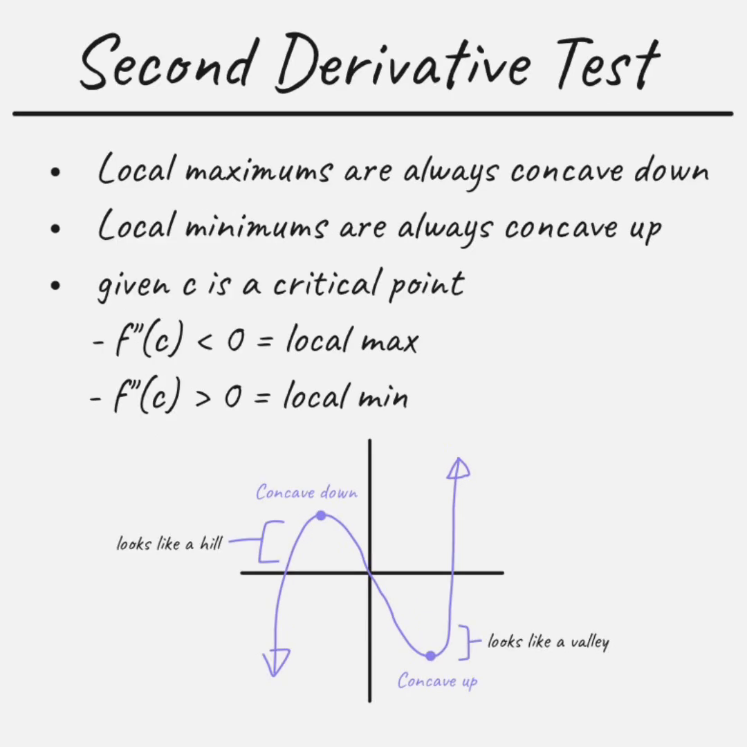The second derivative test is another way to classify critical points. Whenever we have a local maximum, we know that the graph is going to be concave down like a hill, and whenever we have a local minimum, we know that the graph is going to be concave up like a valley. So given a point C is a critical point, if the second derivative is negative or the graph is concave down, we have a local max, vice versa for the second derivative being positive.